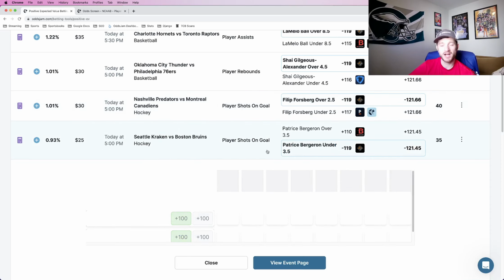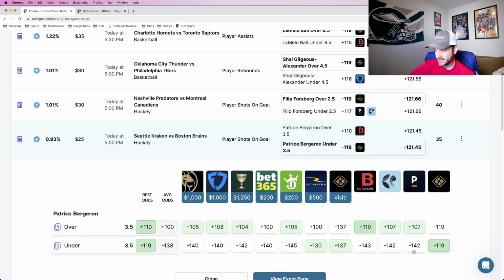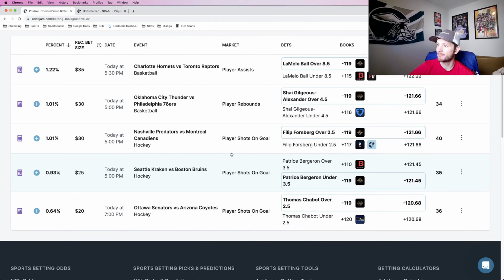Play number four, another hockey one. Patrice Bergeron to go under 3.5 shots on goal. Under 3.5. The OddsJam perfect line prices this at about minus 121.5, essentially. Pinnacle at minus 142, BetOnline pretty closely aligned at minus 143. And then we have the win percentage for this one at 54.84%. He has a close to 55% chance of going under 3.5 shots on goal. That is play number four.